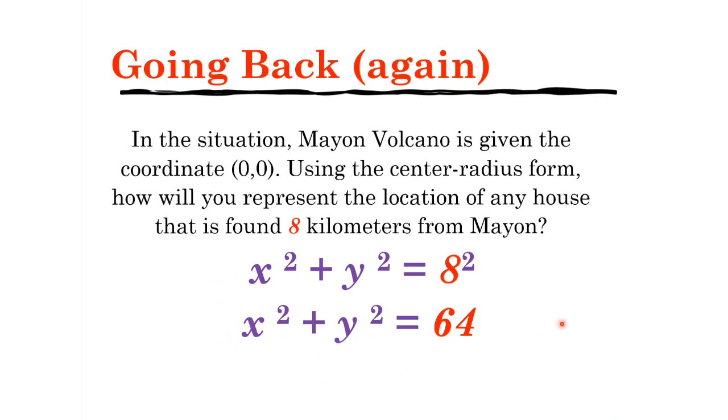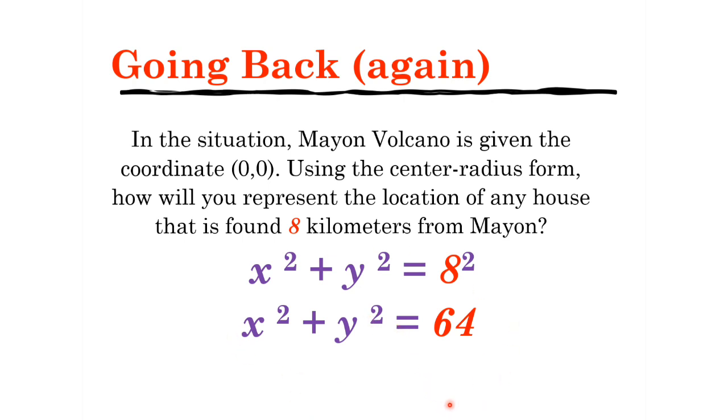So earlier we identified that the location of the person is at (6, 7). So for you to identify if that person needs to evacuate, all you have to do is to substitute the value of x and y. So if you have 6 raised to 2, that's 36. 7 raised to 2, that's 49. And if you add it, 36 and 49, that's going to be 85. And that's not equal to 64. It's greater. Hence, it will be outside, so outside of the circle. So that person doesn't need to evacuate.